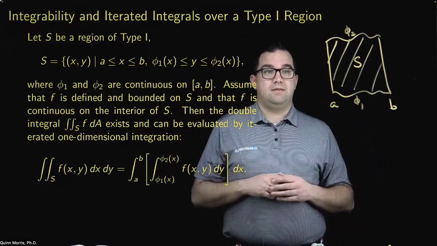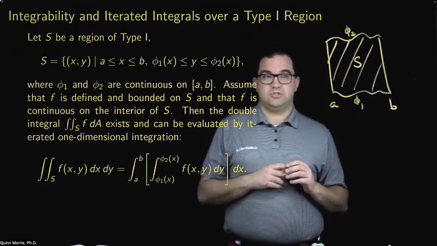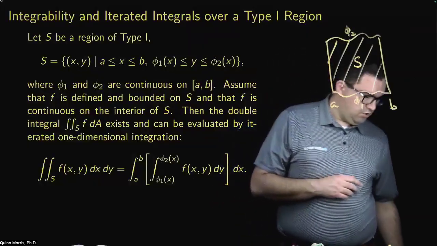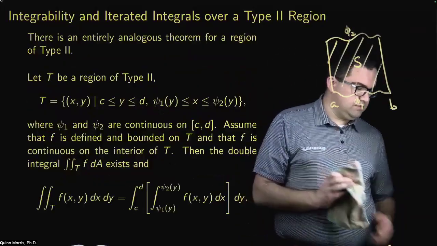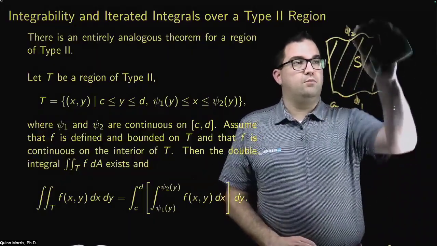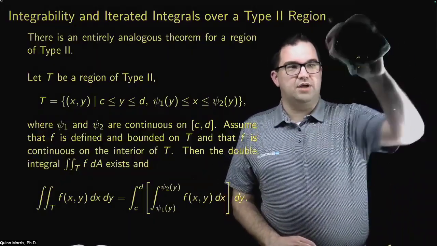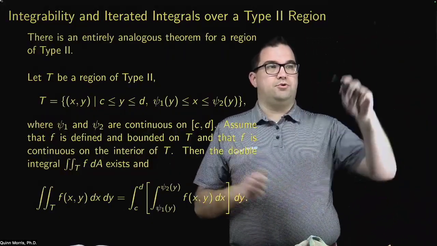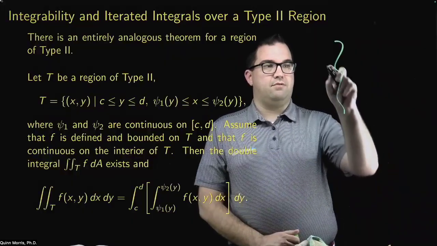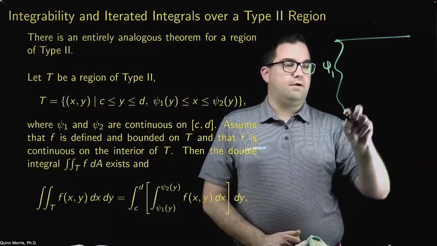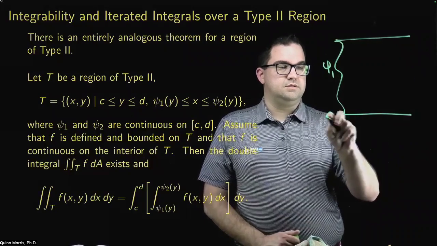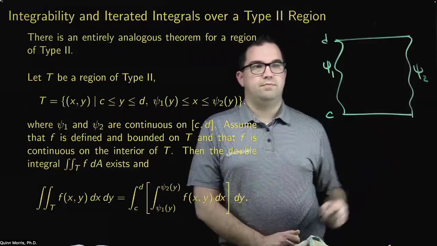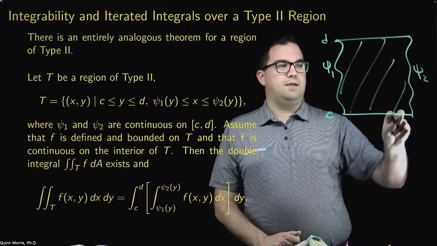Now, we will walk through a proof of this for type 1 regions in just a minute, but you probably wouldn't be surprised to find we can also come up with a similar result for type 2 regions. It's almost entirely analogous. Just as a reminder, for a type 2 region, I have psi1, constants c and d, and then psi2.